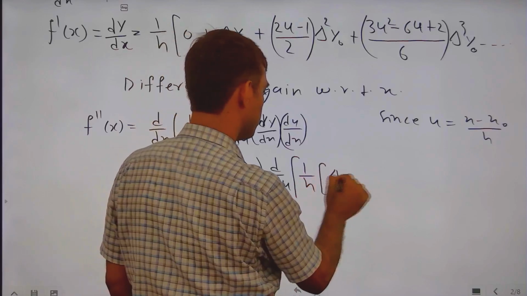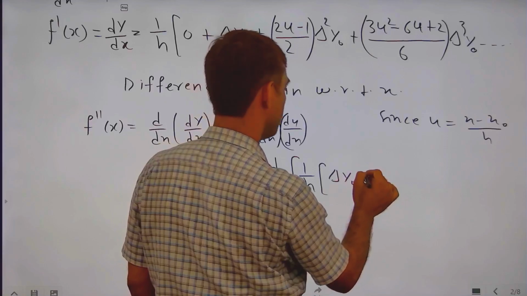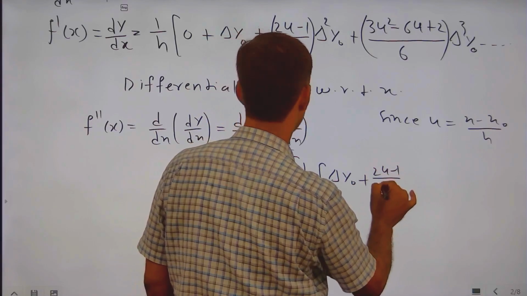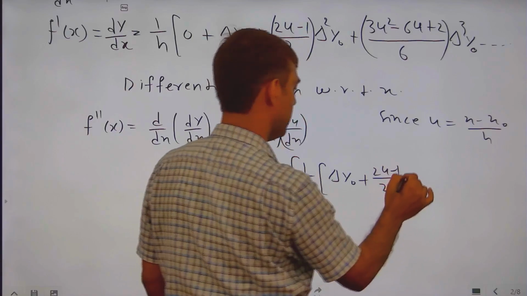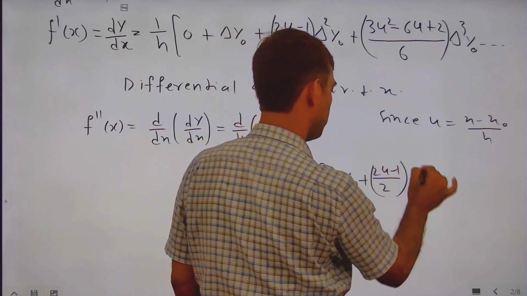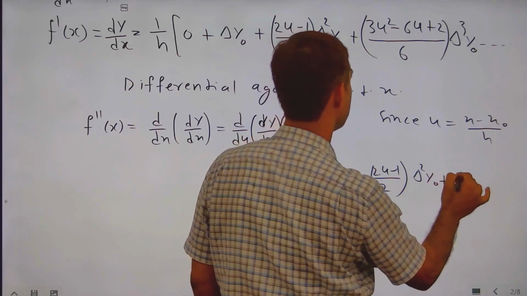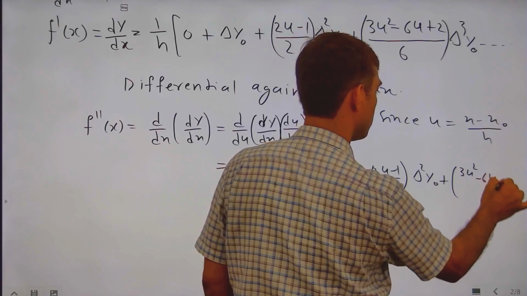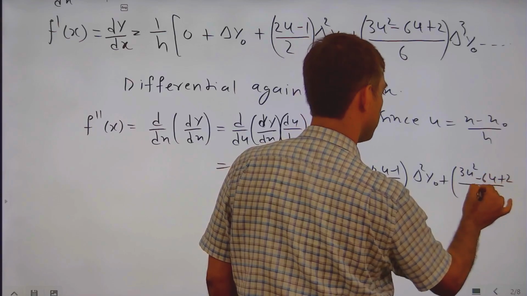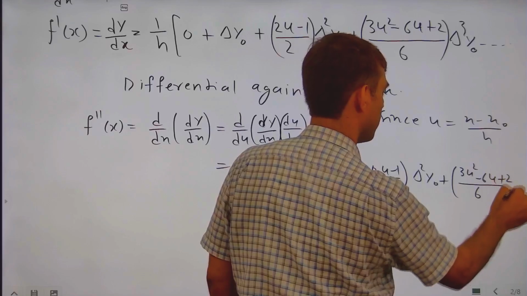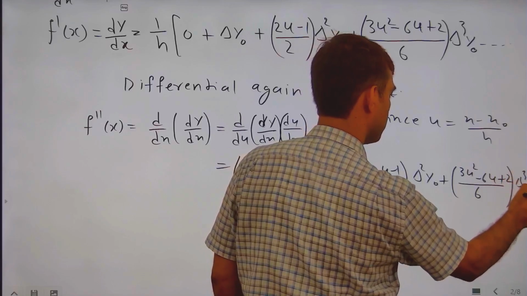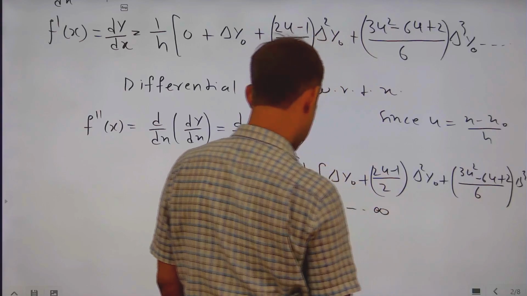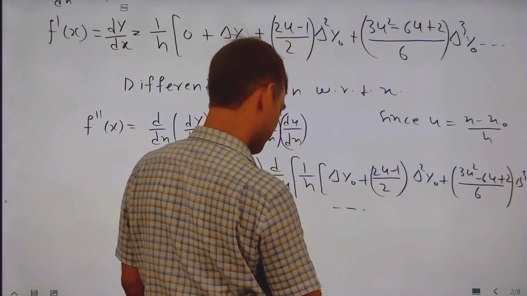Δy₀ plus (2u - 1)/2 Δ²y₀ plus (3u² - 6u + 2)/6 Δ³y₀ and so on. How many number of terms? Not a finite term, there is an n term.